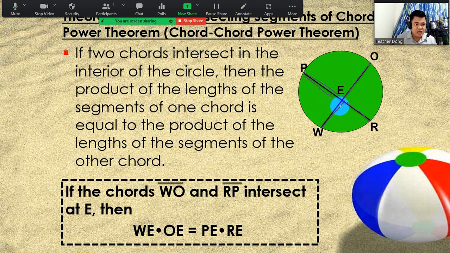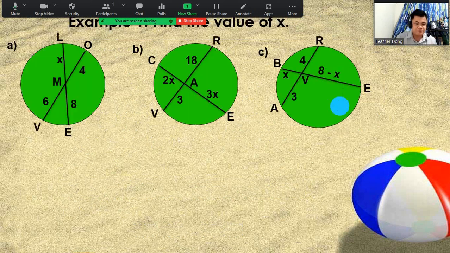So that's it. In this theorem, just remember that we are talking about two chords. That's why we call it the chord power theorem, or CCPT, and we are looking for the measurement of a segment. Now, let's have the first example. Find the value of x.